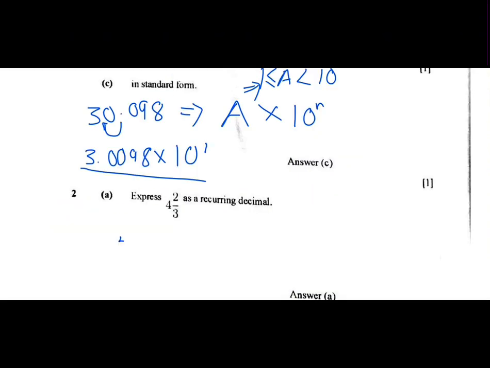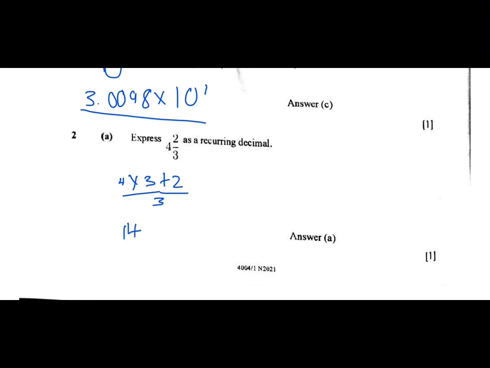Let's move to the next one. Express 4 2/3 as a recurring decimal. 4 2/3 can be expressed as 4 times 3 plus 2 over 3. Okay, so that will be 4 times 3 will give us 12. 12 plus 2 will give us 14. So our answer there would be 14 over 3. And then we'll need to divide that 14 by 3.